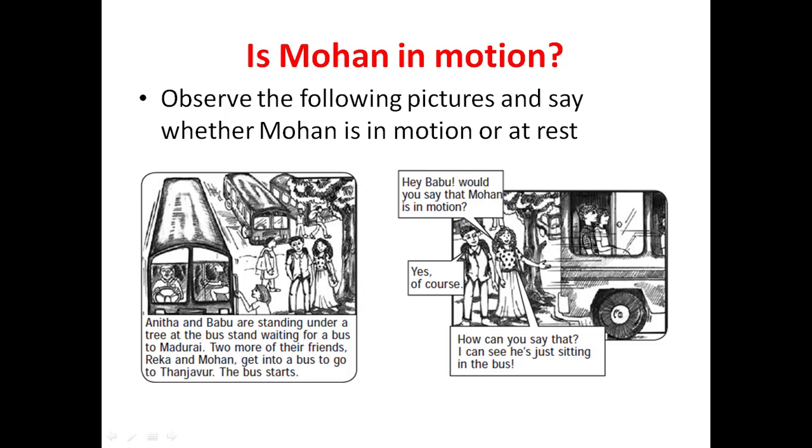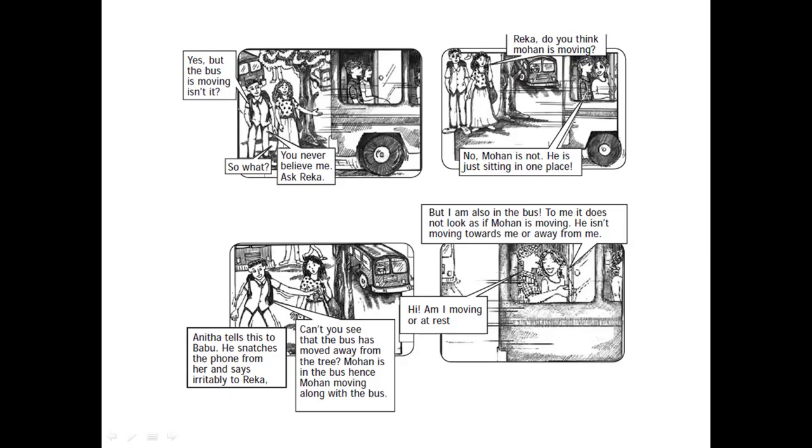In the first picture, Anita and Babu are standing under a tree at the bus stand, waiting for a bus to Madurai. Two more of their friends, Rekha and Mohan, get into a bus to go to Tanjavur. The bus starts. Hey Babu, would you say that Mohan is in motion? Yes, of course. How can you say that? I can see he is just sitting in the bus. Yes, but the bus is moving, isn't it?